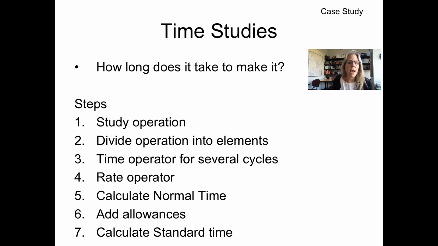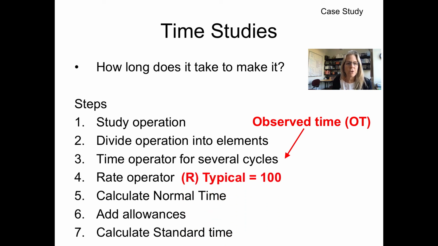So once you've defined the operation into elements, you're going to actually time the operator several times. Ideally, when you're timing something or taking any kind of sample, 30 is a good number. But sometimes that's too long, so most of the time people observe 10 cycles. So you're going to time each of the elements for 10 cycles.